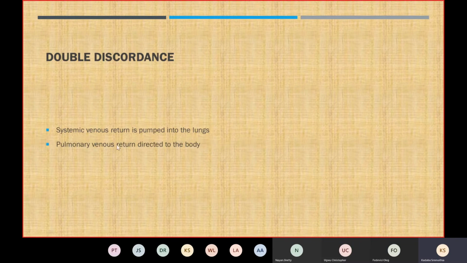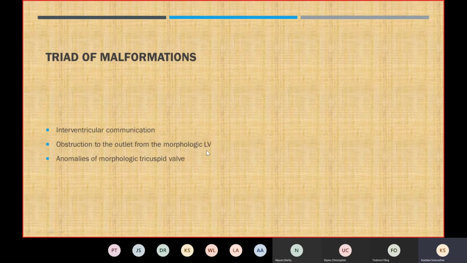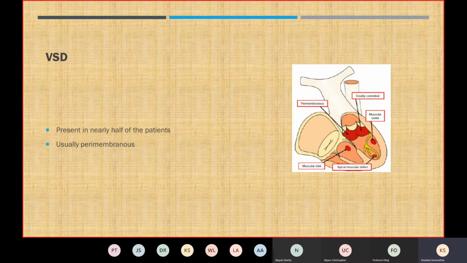As I've already told, it's called a double discordance. So the systemic venous return is pumped into the lungs again, and the pulmonary venous return is still directed to the body. There are associated malformations with congenitally corrected TGA, and the most common is what is known as the triad of malformations in ccTGA: the interventricular communication or ventricular septal defect; an obstruction to the outlet from the morphological LV, that's a pulmonary stenosis; and anomalies of the morphologic tricuspid valve, which are quite a few to enumerate, which either in combination or alone will affect the outcomes of the condition.